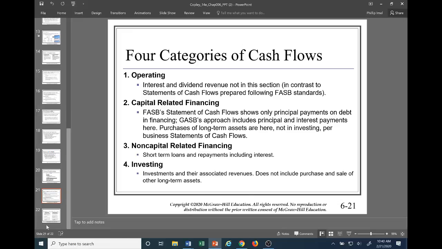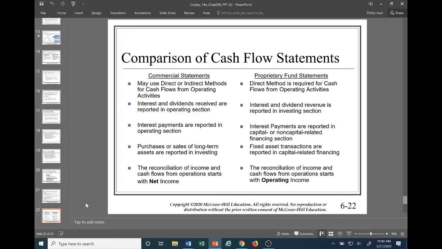So FASB has how many categories for the statement of cash flows? And what are the three categories? Operating, investing, and financing. Right. And GASB has how many categories? Four. What are they? Operating, capital financing, non-capital financing, and investing.